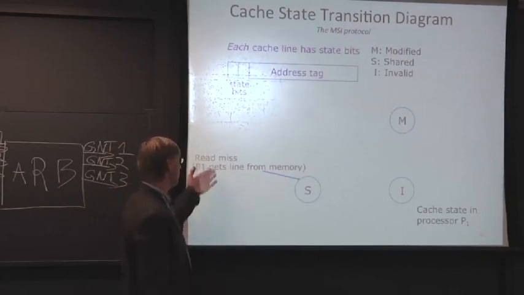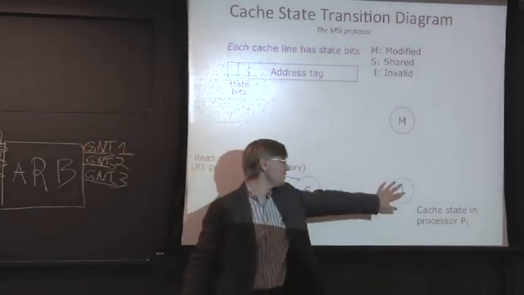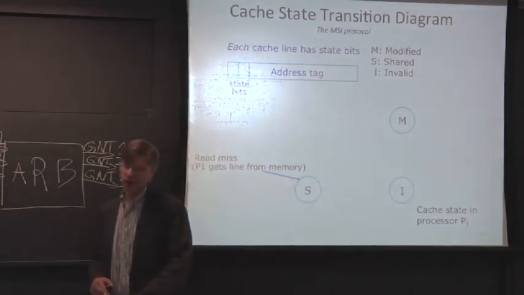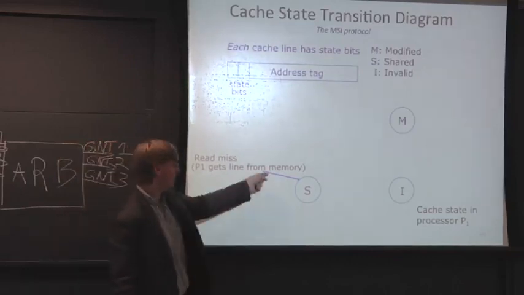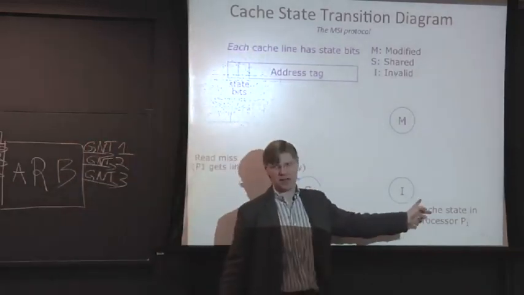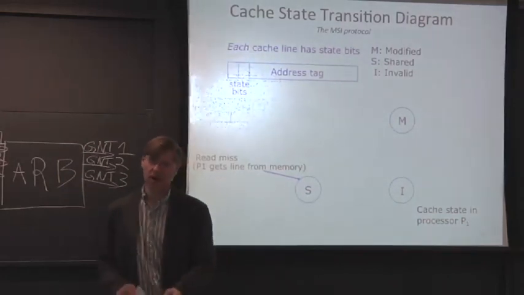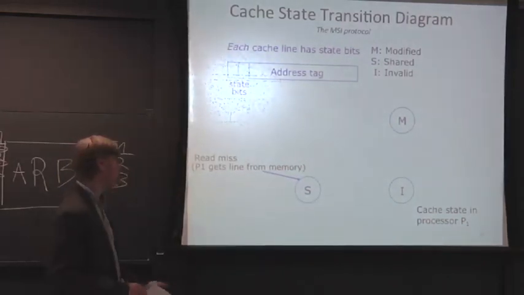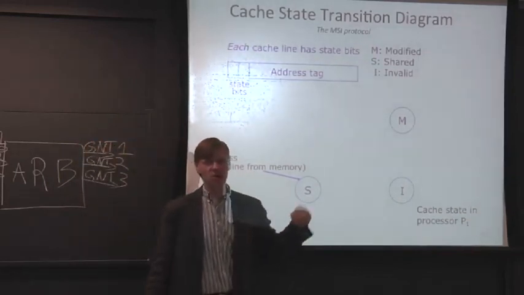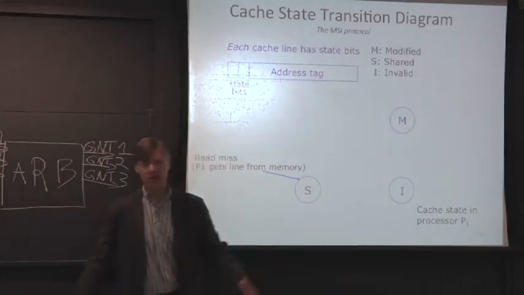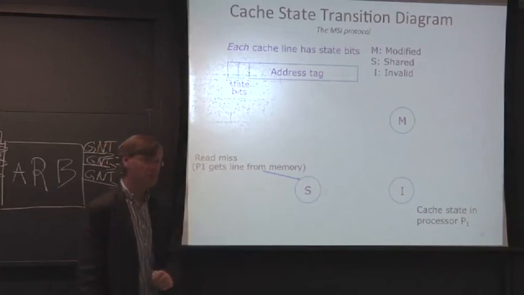Well, let's say we have a read miss. We are in the invalid state, and we do a read miss. And this arc here is basically from invalid. I just didn't draw it looping around because otherwise the diagram gets too complex. So you do a read miss. You shout out onto the bus, I want to read some address. Or processor 1 here shouts onto the bus and says, I want to read an address.